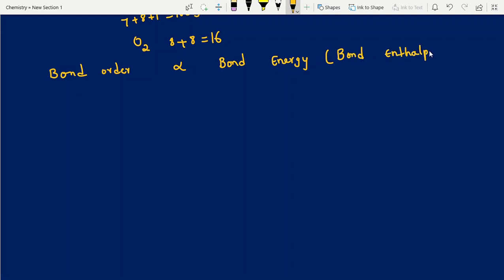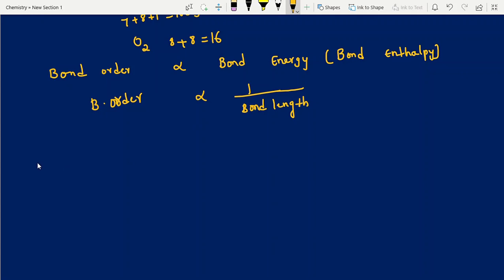Bond enthalpy. Okay. So next one, bond order is inversely proportional to bond length. Okay, that's it. Bond order is directly proportional to bond energy, bond order is inversely proportional to bond length. Okay, students, at examination time, they may ask bond order, bond energy, or bond length also.